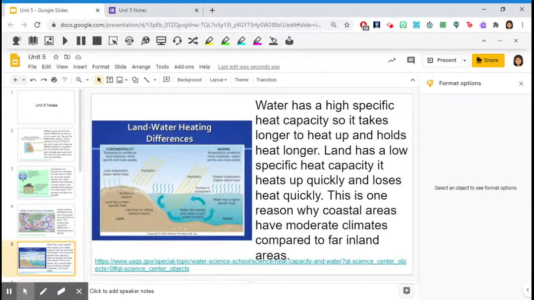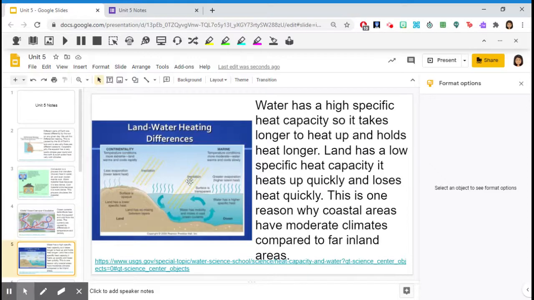So, in the winter, it might be 50 or 60 degrees at the beach, but if you go farther inland to Charlotte or to Asheville, it could be 40 or 30 degrees on that same day. In the summer, it might be 70 or 80 degrees at the beach, but if you go farther inland to Charlotte or Asheville, it might actually be 90 or 100 degrees. So the temperatures are different because of the different heat capacities of land versus water.